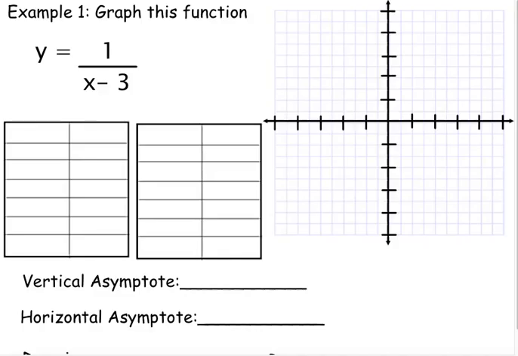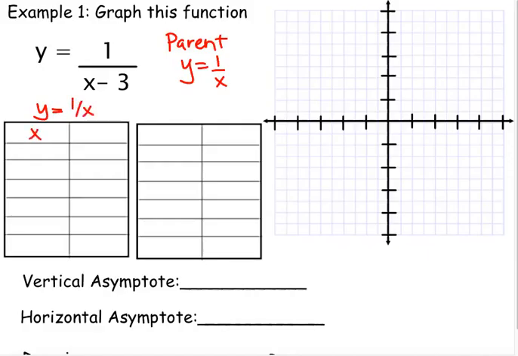All right, let's go ahead and practice this. So here's a function, y equals 1 over x minus 3. The parent of this function is the reciprocal function, 1 over x. So let's just quickly graph this one again, 1 over x, just to see what it looks like.